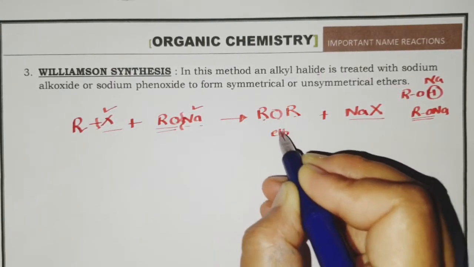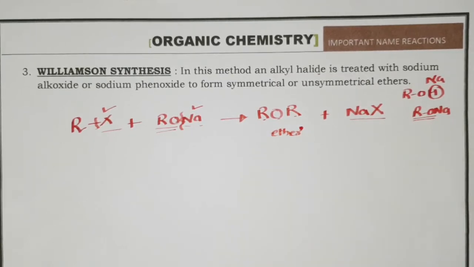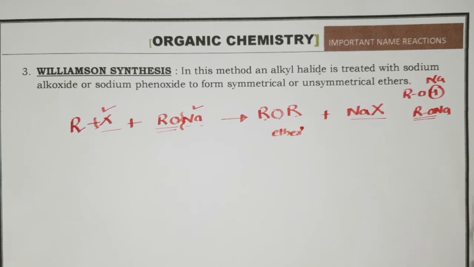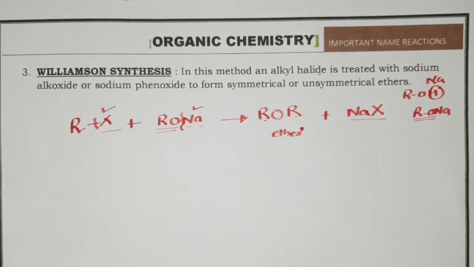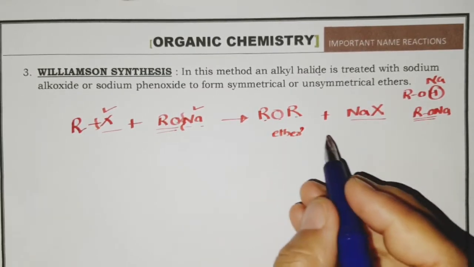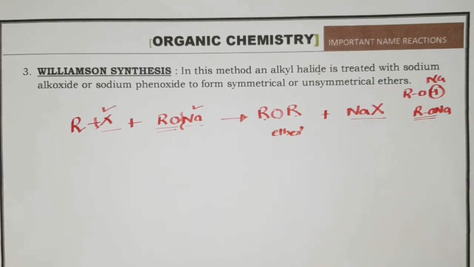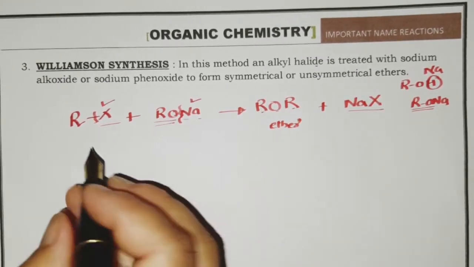This is your ether. If on either side of oxygen you have both alkyl groups, or one alkyl and one aryl, it is an ether. Now let us do some examples.